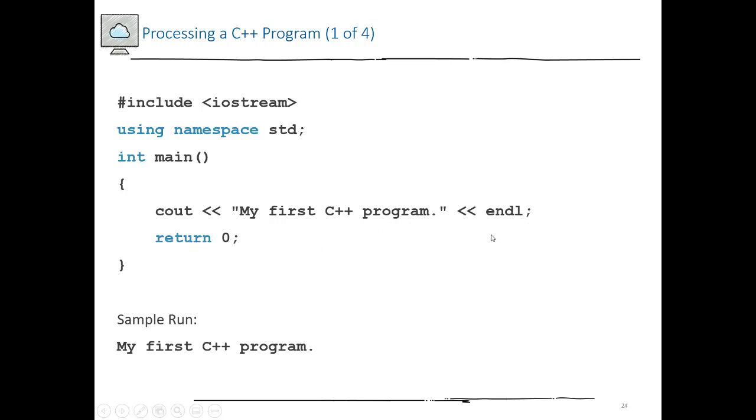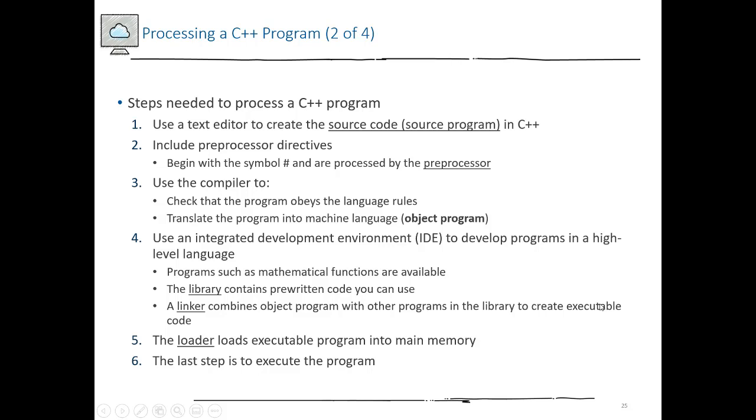So these are the rules of the language. You have to learn the rules and the syntax of the language as you go along. So what are the steps needed to process a C++ program once you write it? You need source code. First, you need a text editor to write the source code. Then you need a preprocessor to process the source code. You need a compiler that compiles the source code according to the rules of the language, and then makes it compatible with the machine using the machine language.